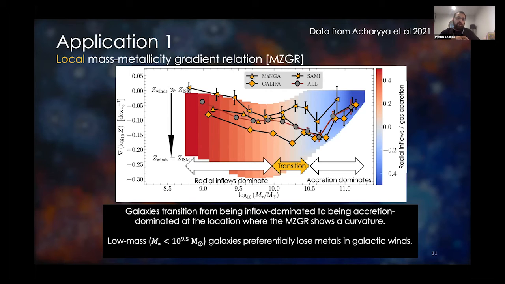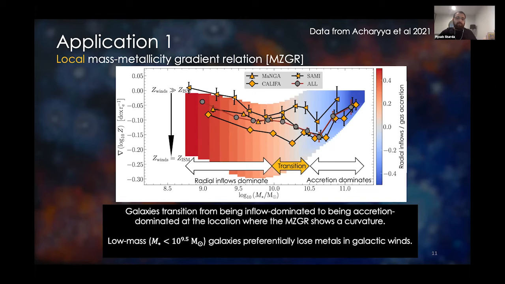We also see that all the low mass galaxies in all of these three surveys individually, as well as the combined mean, tend to lie towards the top half of these color bars, which means that low mass galaxies are preferentially losing more metals in their galactic winds as compared to high mass galaxies.